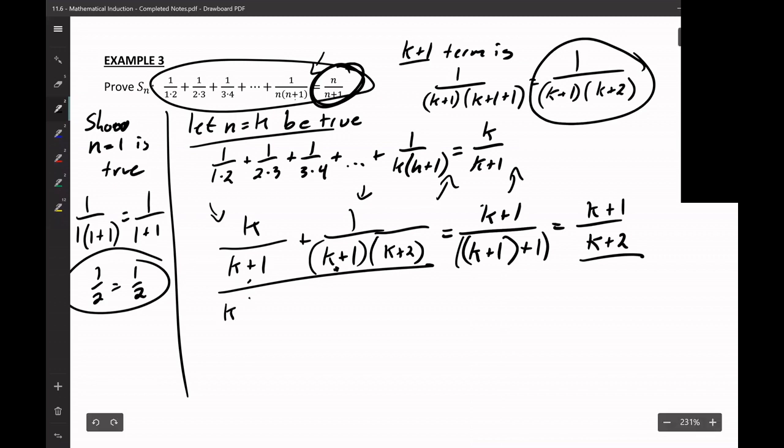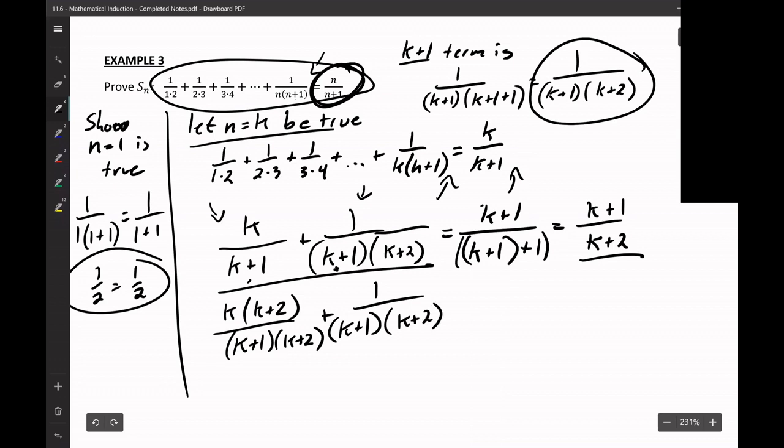So I end up with k times k plus 2 over k plus 1 times k plus 2, plus 1 over k plus 1 times k plus 2. And if you guys notice, the reason why I like this so much is because you have to use literally everything you've done before in order to get the correct answer. So it's a nice way to sum up the year, I think. Remember, my goal is to show that this is equal to k plus 1 over k plus 2.